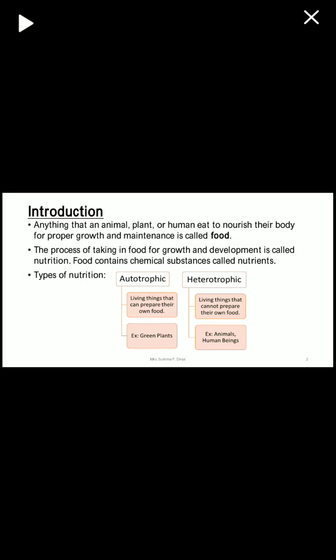In the same way, how do the other organisms obtain their food? That is animals and human beings. What do they eat? They eat the plants. So here they are called heterotrophs because they cannot prepare their own food and they depend on the plants or other sources for their food. So these are the two types of nutrition, that is autotrophic and heterotrophic.